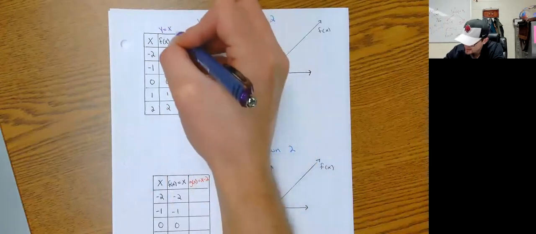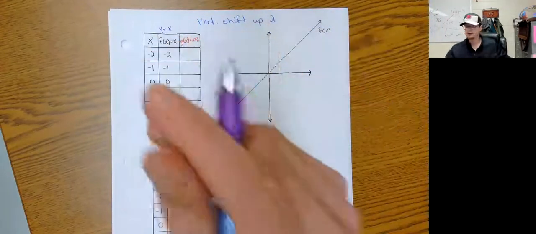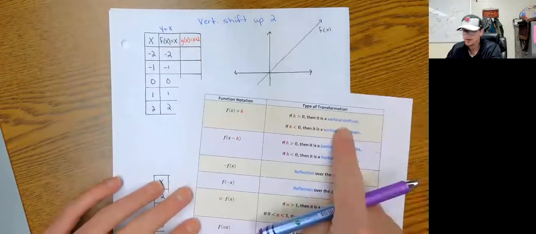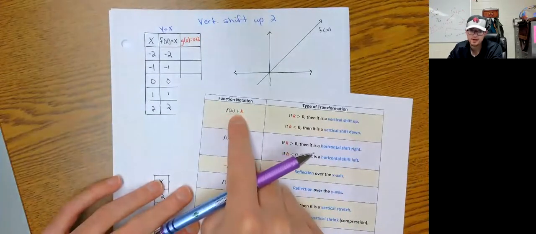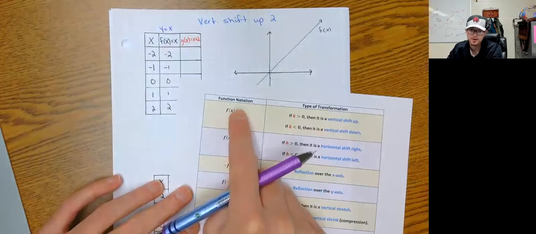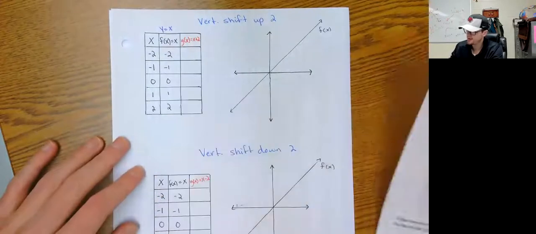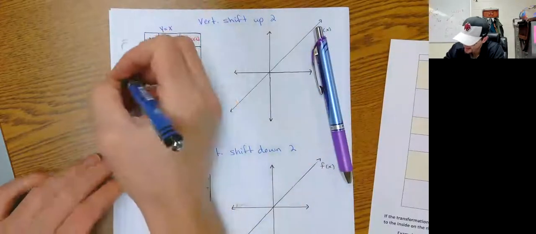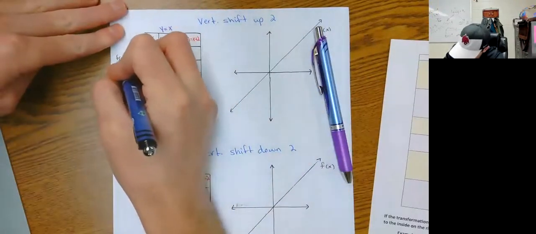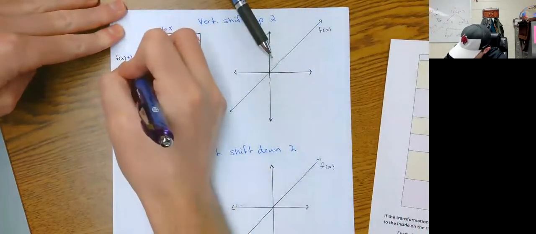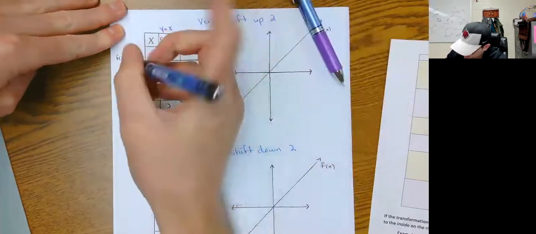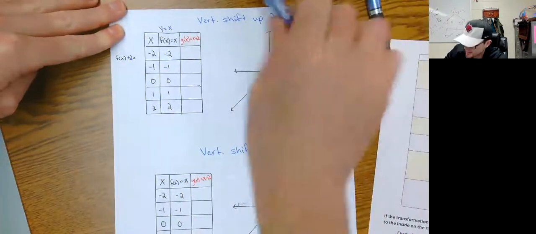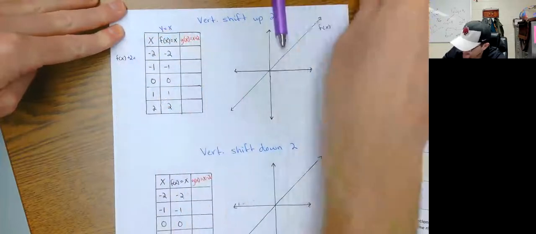Now, what that means is if we go back to here, and I want to do a vertical shift, I need to add 2 to the outside. All right, so what that means is if I add 2 to the outside, so off to the left over here, if I have f of x, and then I add 2 to it, equals, I'm going to run out of room, x.